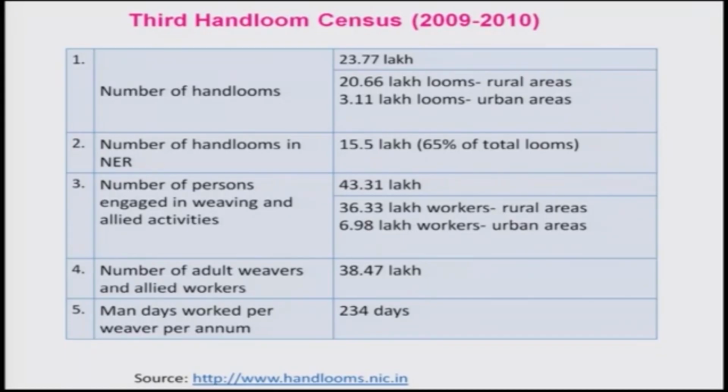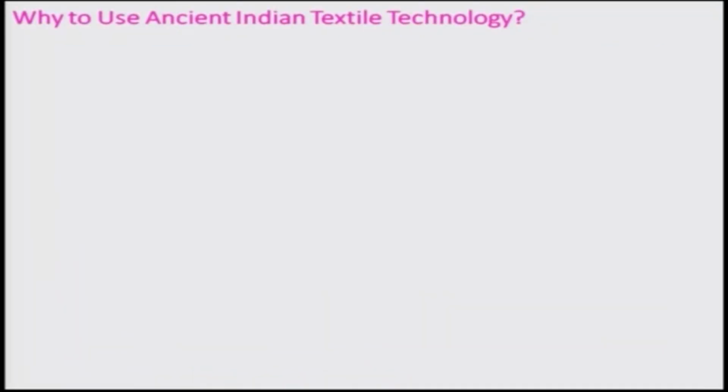And the number of adult weavers and allied workers is something like 38.47 lakh, and these people get very good man days per year, which is 234 days out of 365 days that they could be employed. It is a great number, and they are self employed, they are not depending on others for getting a salary. And they also do the work from their heart, unlike other workers, and they get benefit out of it and get a very good life.